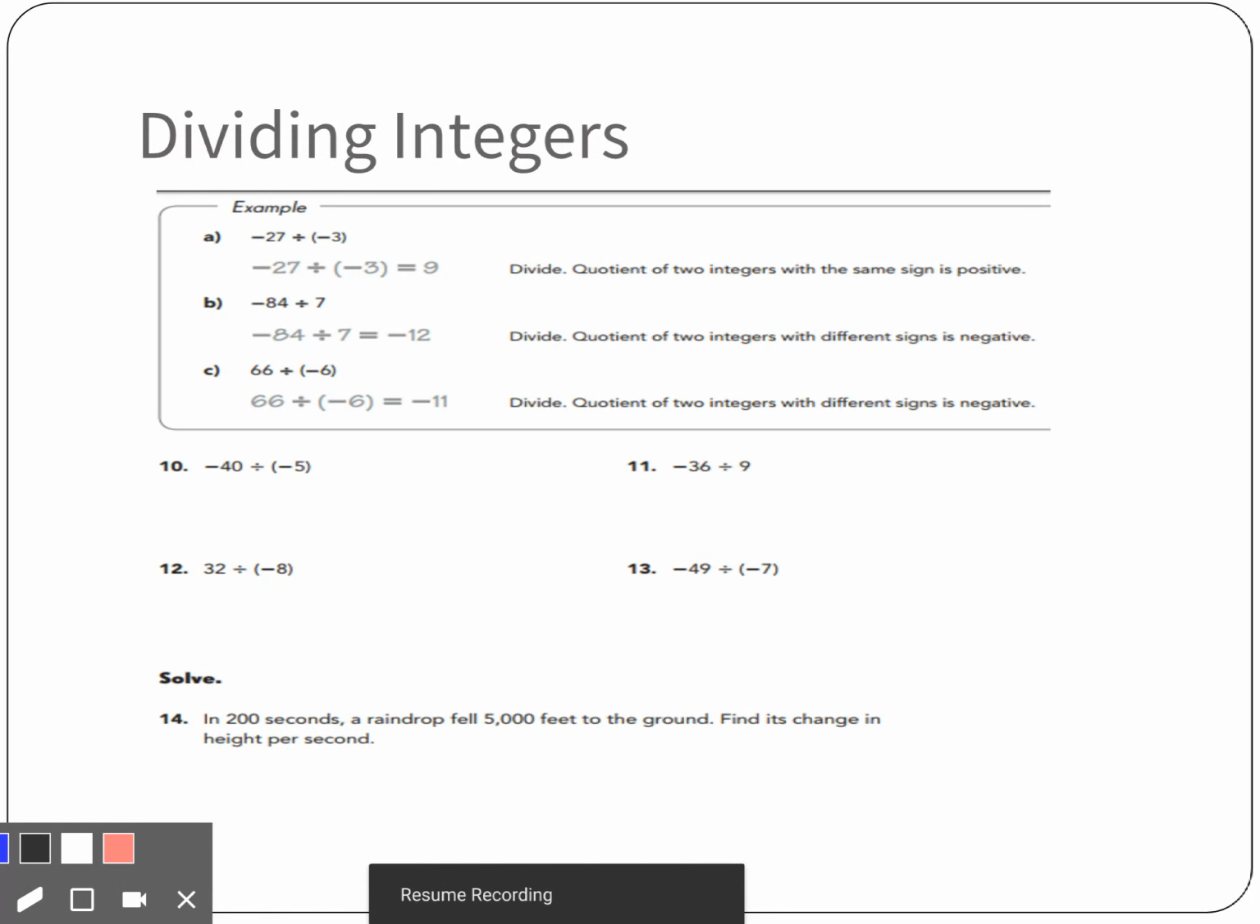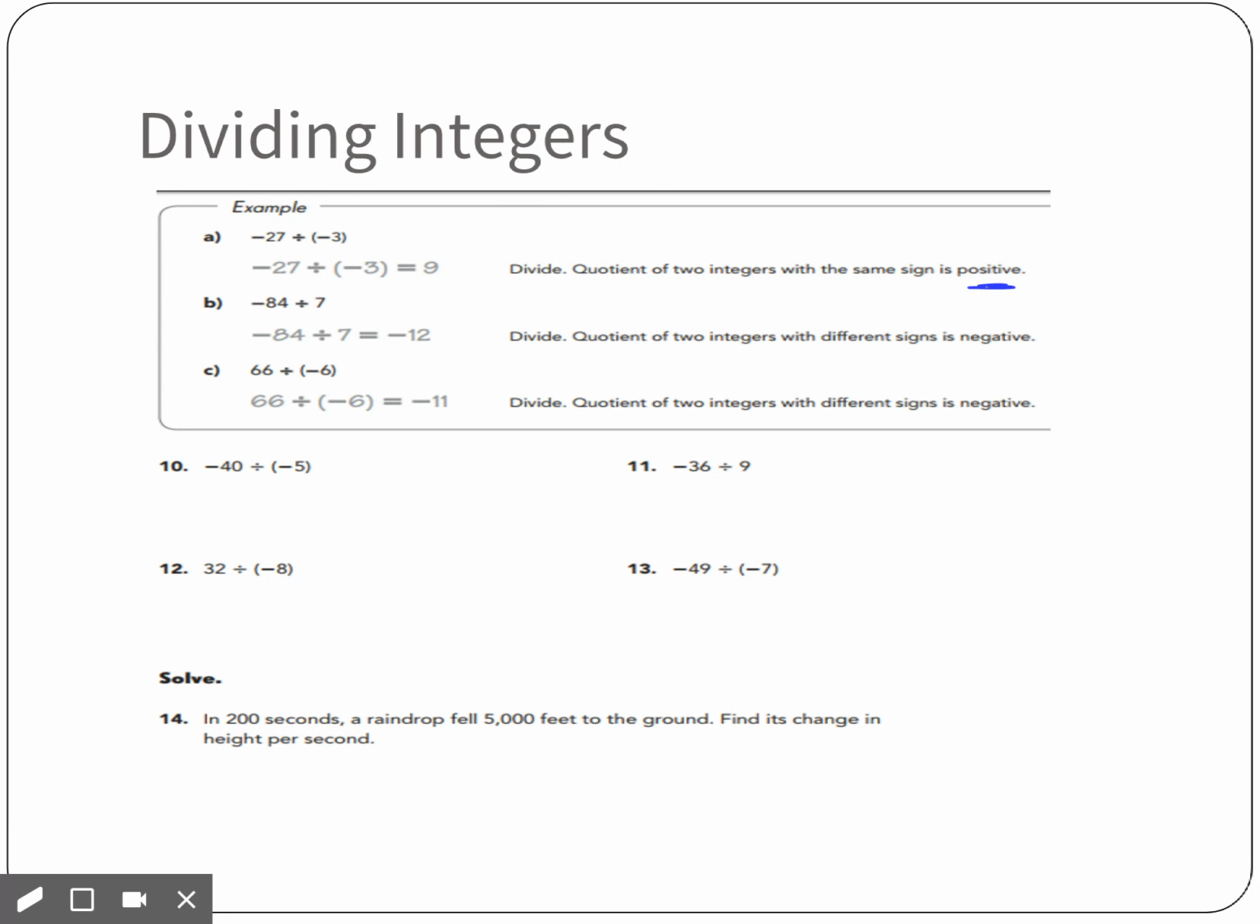The rules for dividing integers are the same as multiplying. The quotient of 2 integers with the same sign is always positive. So a positive divided by a positive will be positive, and a negative divided by a negative will also be positive. Just like in this example, negative 27 divided by negative 3 is 9. Anytime you're dividing a negative by a positive or a positive by a negative, your answer will be negative.